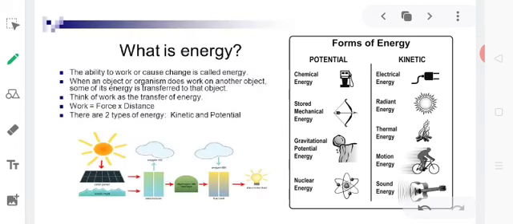Prior to that, let's quickly recapitulate what is energy. The ability to work or cause change is called energy. When an object or organism does work on another object, some of its energy is transferred to that object. So we may think of work as the transfer of energy. There are two types of energy, kinetic and potential, about which we have studied in the syllabus of class 11. Already kinetic energy has been discussed. So we'll be discussing about potential energy today.